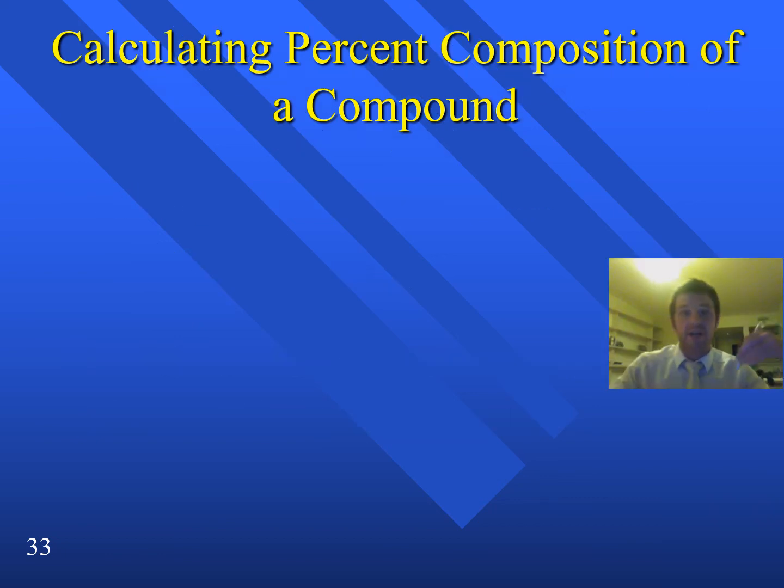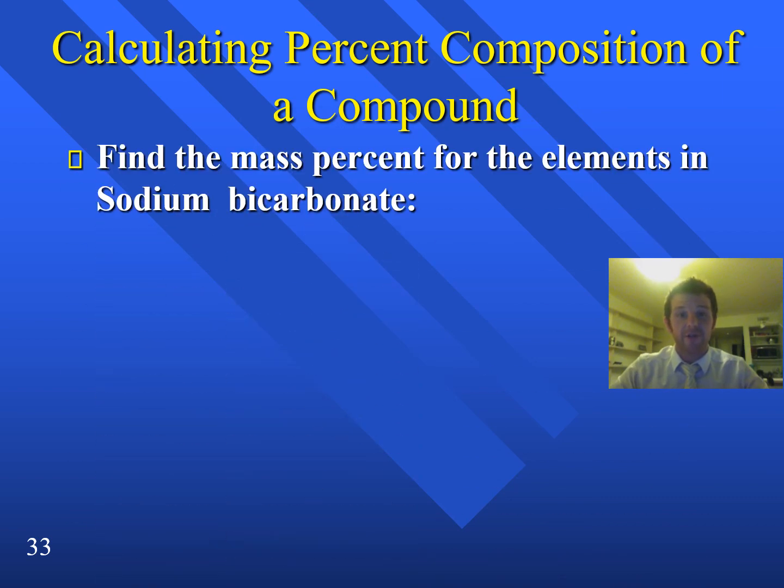Okay, so now we're going to start talking about calculating a percent composition, and we're going to do an example problem now. So we're going to find the mass percent for all of the elements. Notice there are four different elements. We have sodium, hydrogen, carbon, and then oxygen. I don't know why I put a C there instead of drawing an arrow. Don't question me. I'm the teacher.